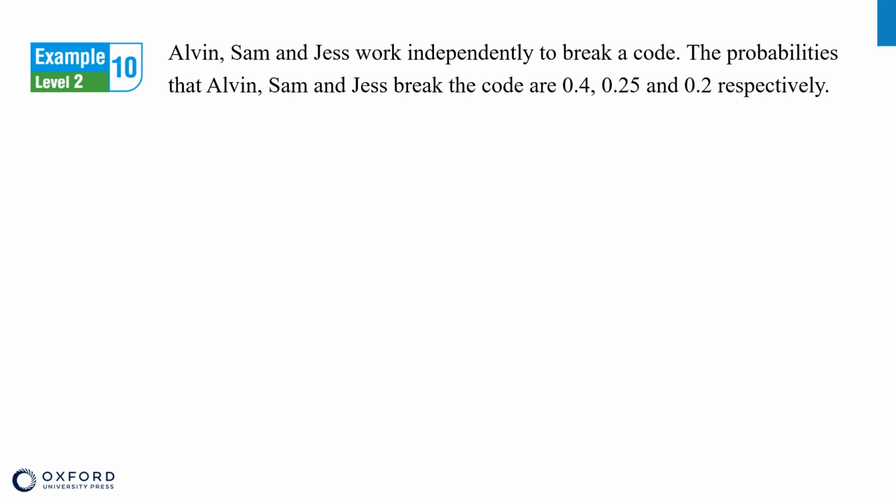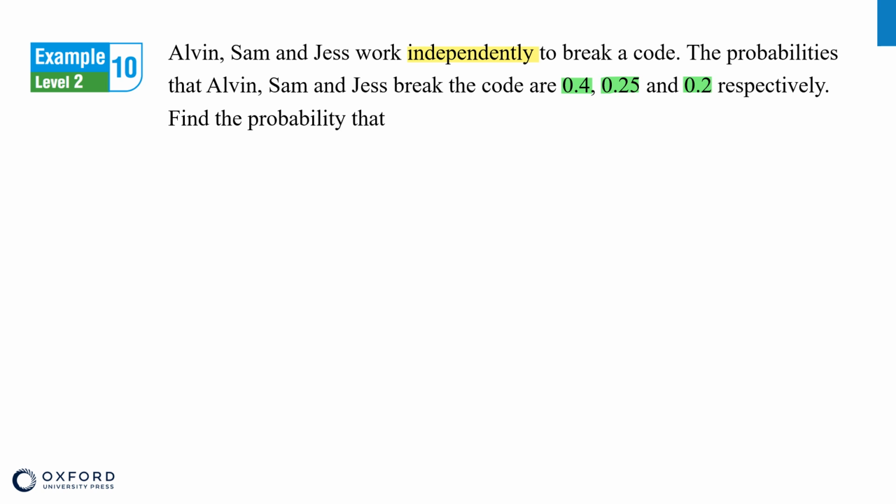This video is about how to solve a probability problem involving 3 independent events. 3 people, namely Alvin, Sam, and Jess, work independently to break a code. The probability of each of them breaking the code is given. As the 3 of them are working independently, one's probability of breaking the code is not affecting the others.